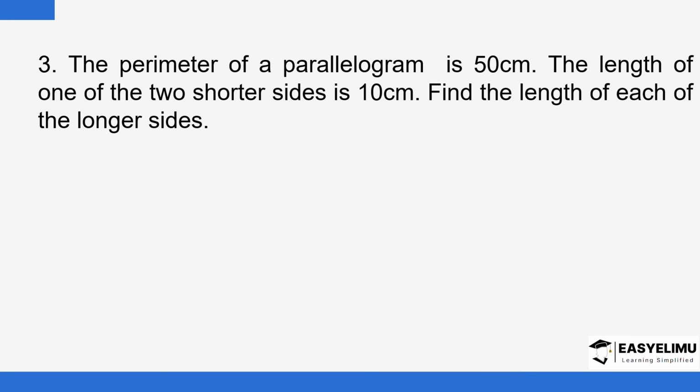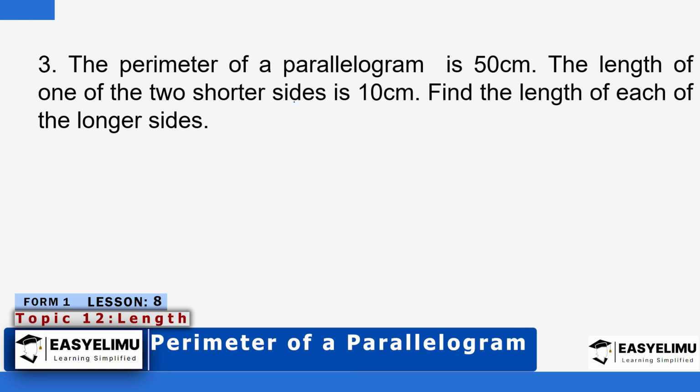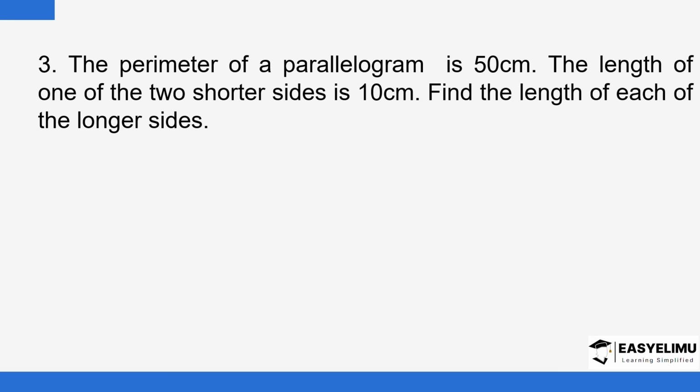Again, we have a similar example. The perimeter of a parallelogram is given as 50. The length of one of the two shorter sides is 10. Find the length of each of the longer sides. Again, we'll simply try and sketch the parallelogram. So this is A, B, C, D.